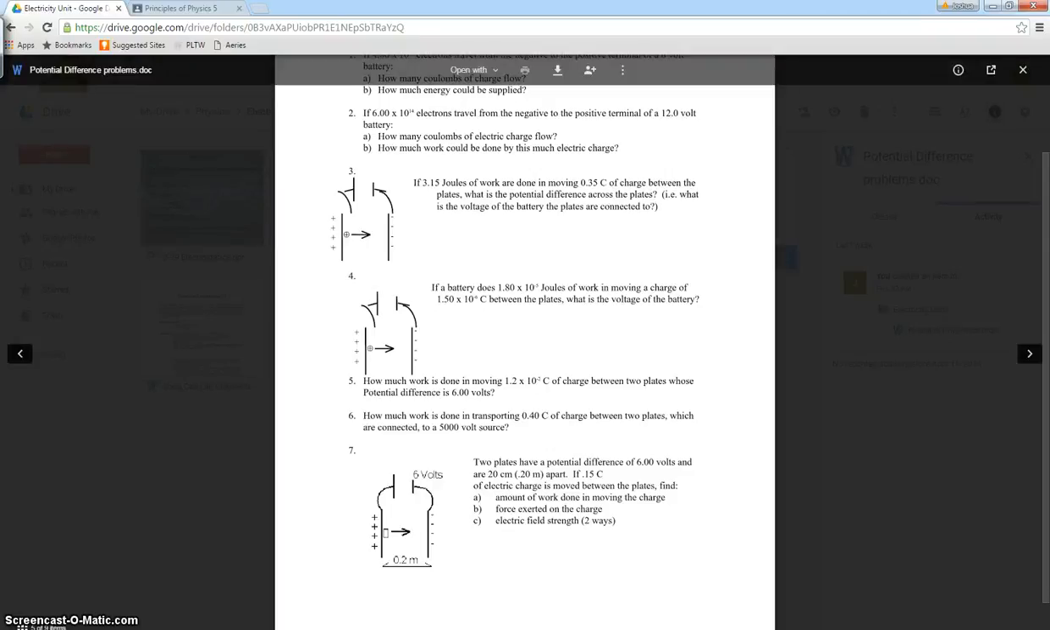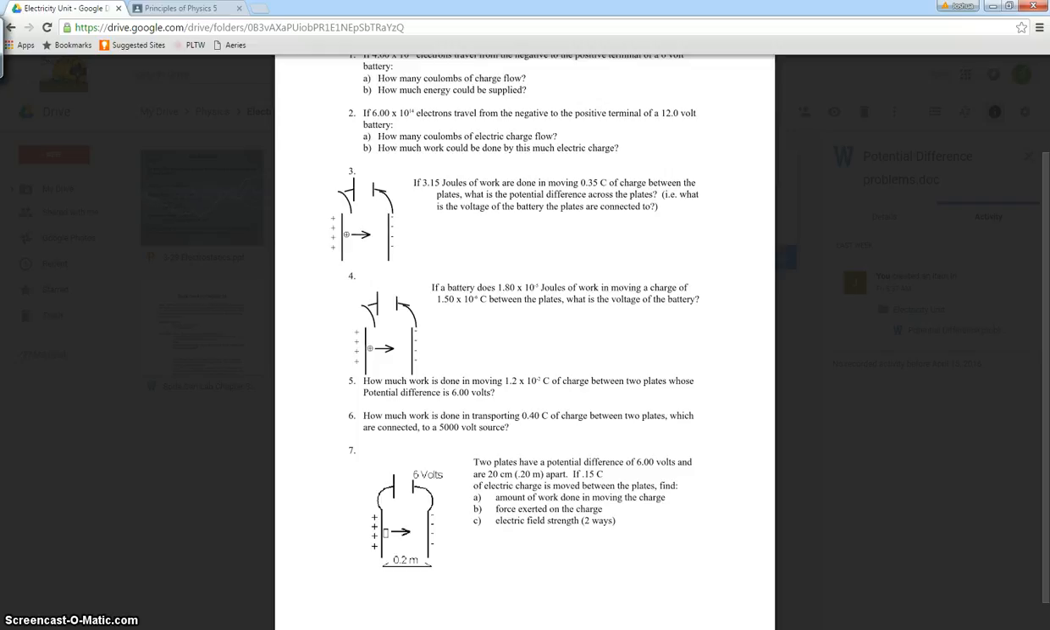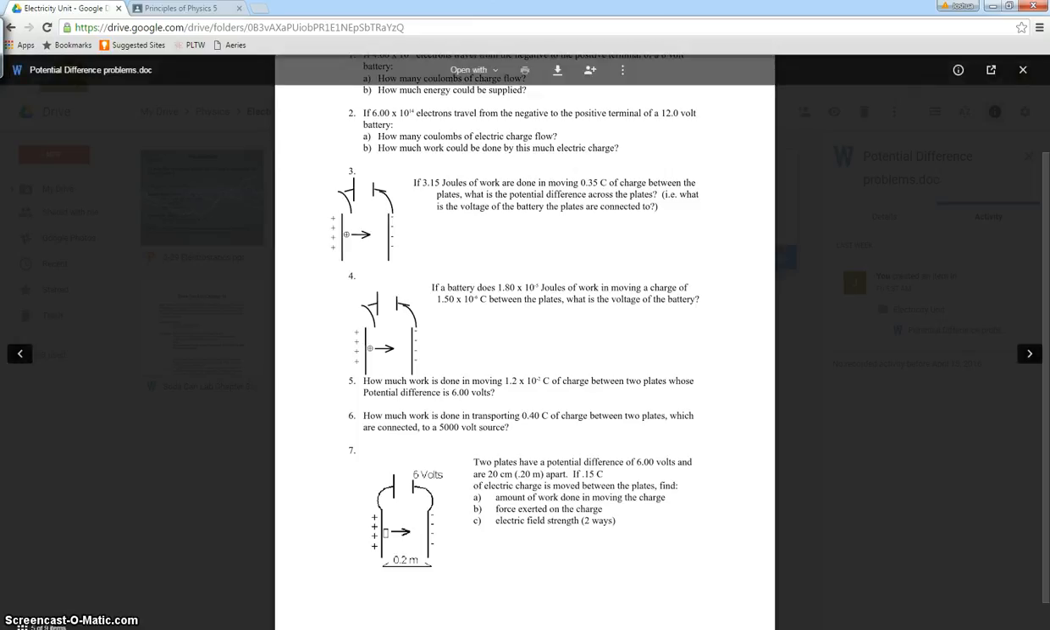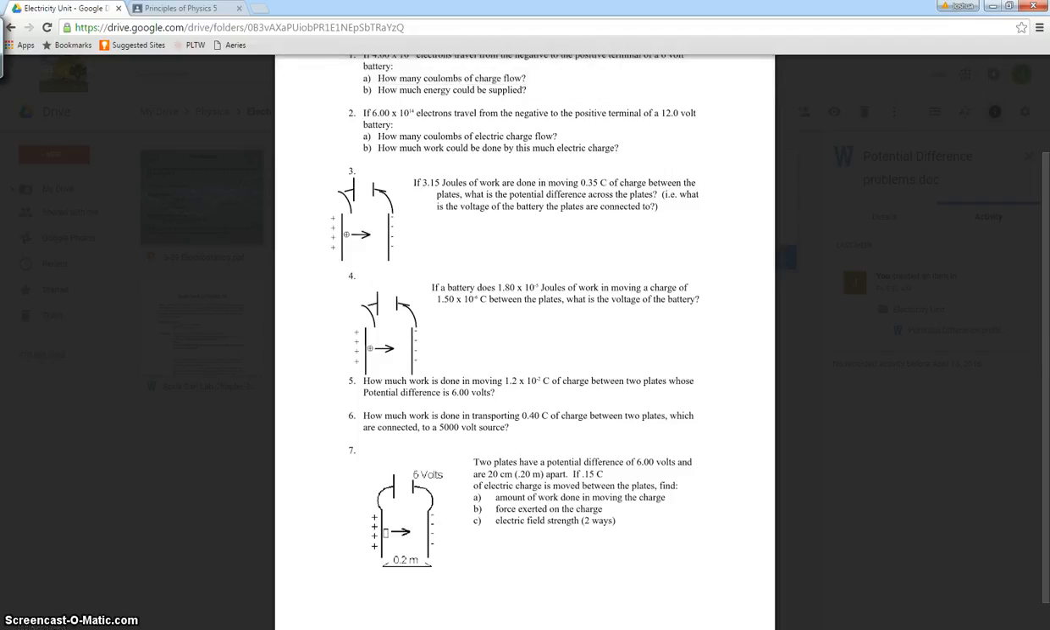We're going to solve problem number 5 from this electric potential sheet. Problem number 5 says: how much work is done in moving 1.2 times 10 to the negative 2 coulombs of charge between two plates whose potential difference is 6 volts. So there we are. A charge of 1.2 times 10 to the negative 2 coulombs between two plates, and the electric potential difference, and remember that's the same as voltage, is 6 volts. So we're going to work on that.